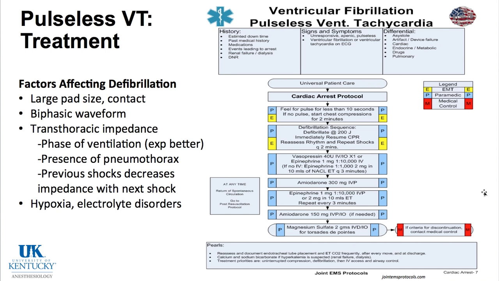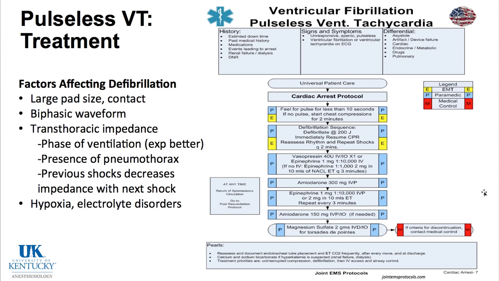During expiration, when there's not air in the lung, if there's a pneumothorax present, get rid of that pneumothorax and you may be able to defibrillate better. That air between the chest wall and the heart. Previous shocks, giving shock, the second shock has less transthoracic impedance and it may become more effective. And correcting hypoxia and electrolyte disorders can make a favorable effect on your ability to defibrillate.